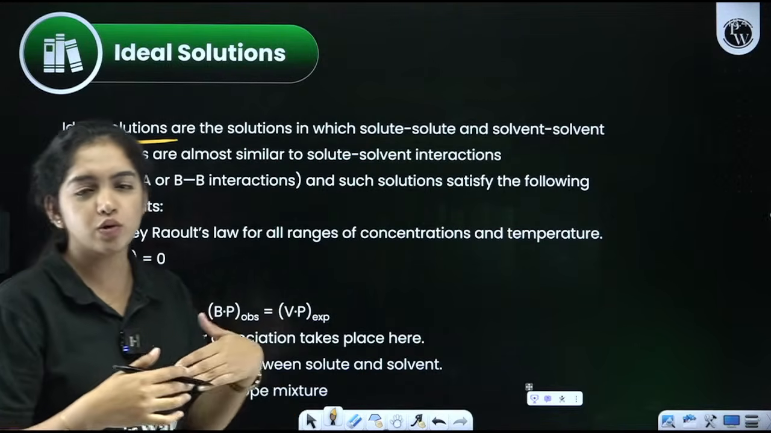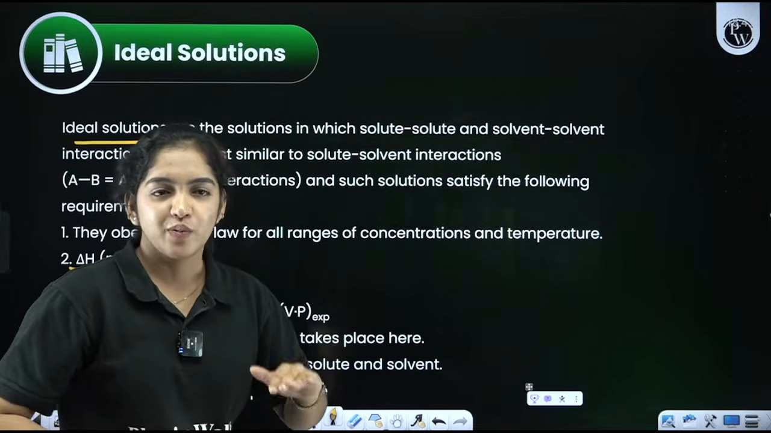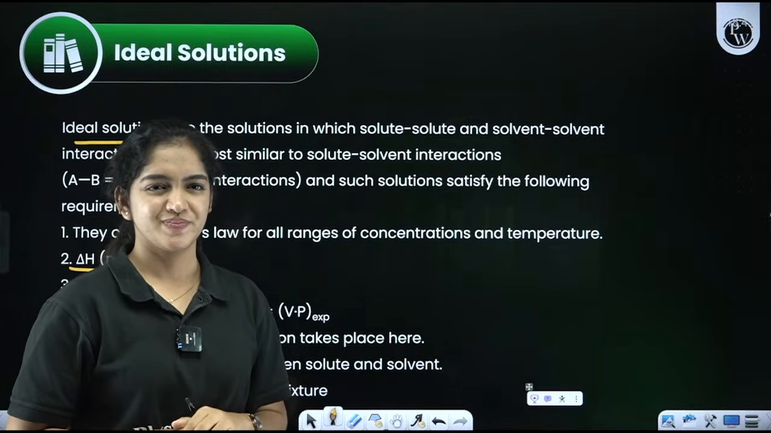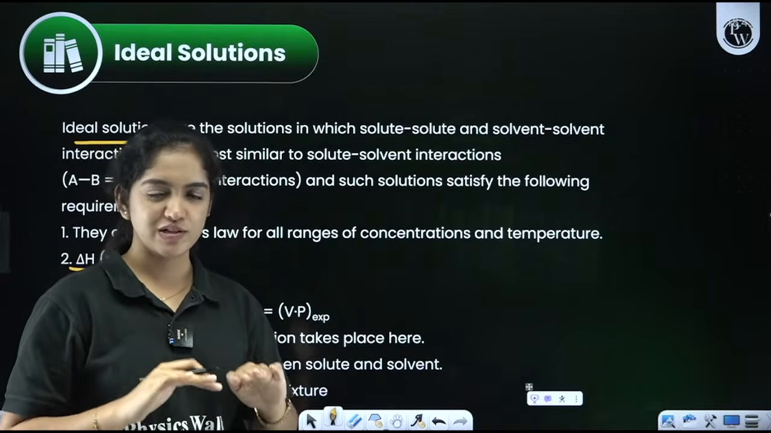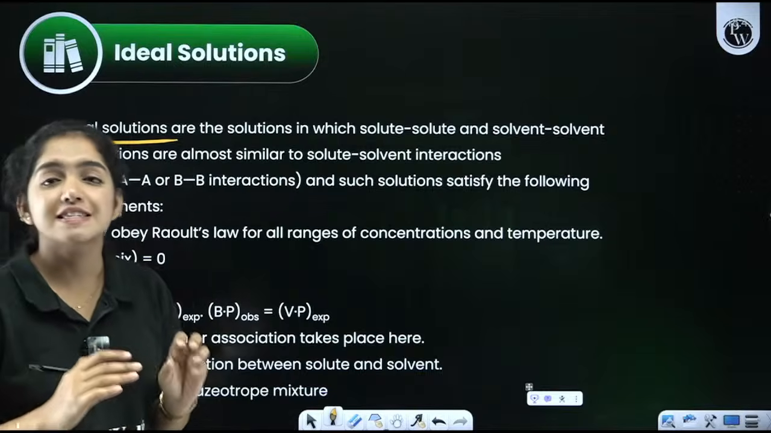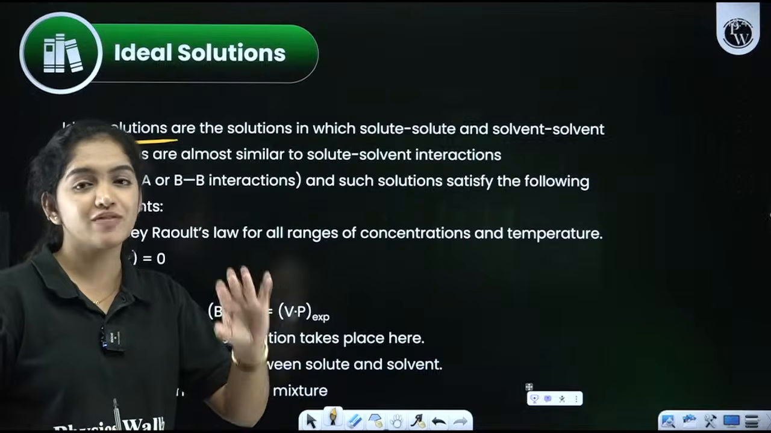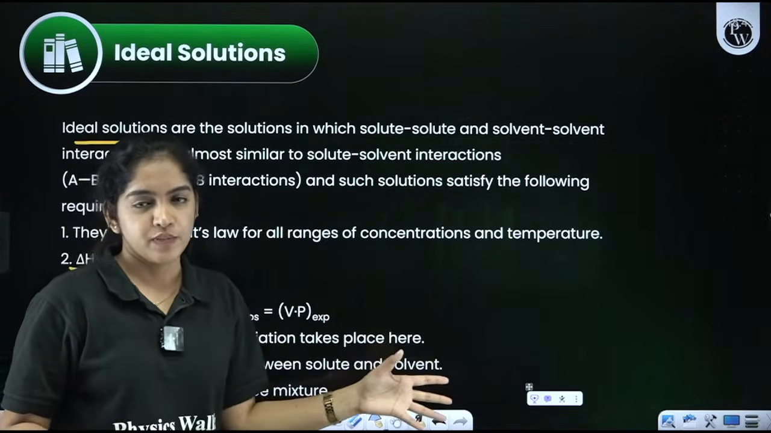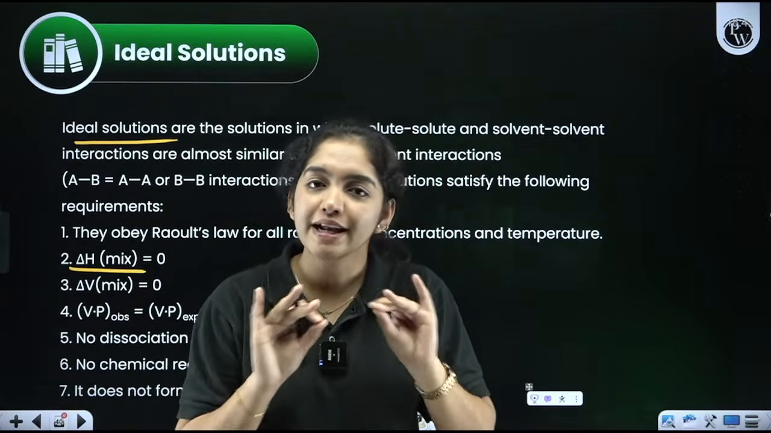If you are mixing two components, there won't be any enthalpy change. Listen here. An ideal solution means one which obeys Raoult's law in all means. That means if you are mixing two components, like a solute and solvent, there won't be any change in the volume.